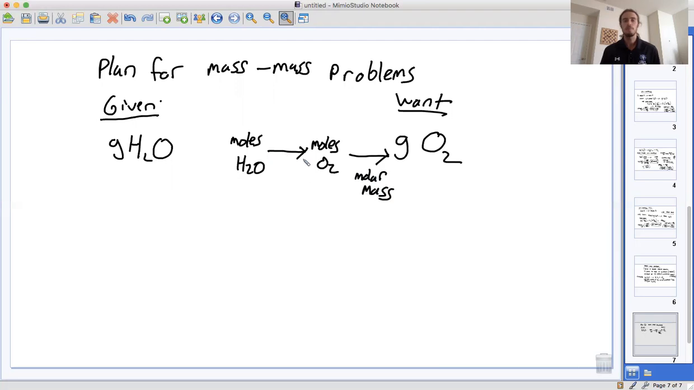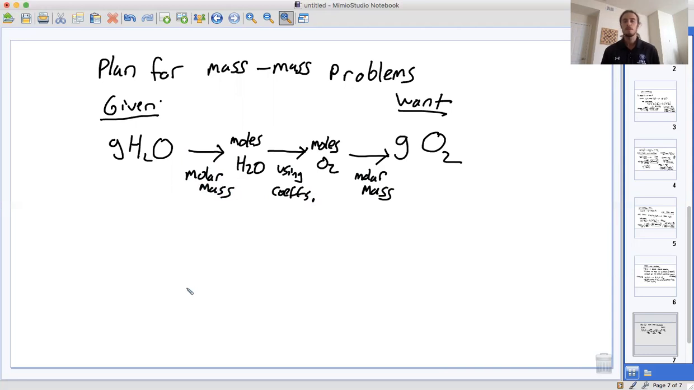This step involves using the coefficients from the reaction. And then finally, to get the ball rolling, we're going to start off by converting grams of water to moles of water, and that's using the molar mass as well.